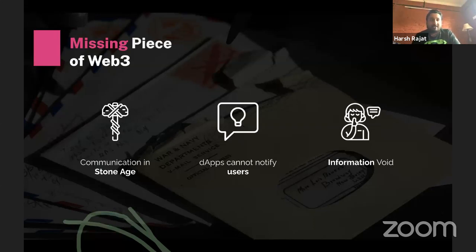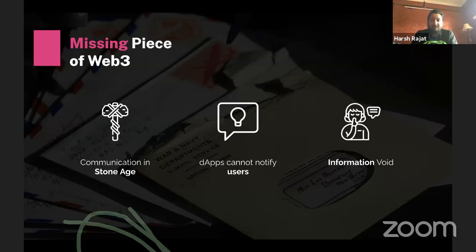Everything is notification. When you have a call, a FaceTime call or a WhatsApp call, that's a notification. When your payments are made, that's a notification. When your friend likes something, that's a notification. That surprisingly was absent in Web3. And that is what we went ahead and invented. So yeah, in essence, we call ourselves the missing piece of Web3.